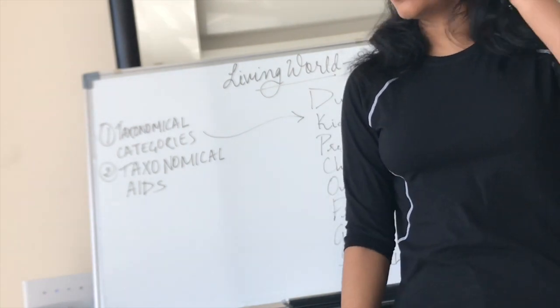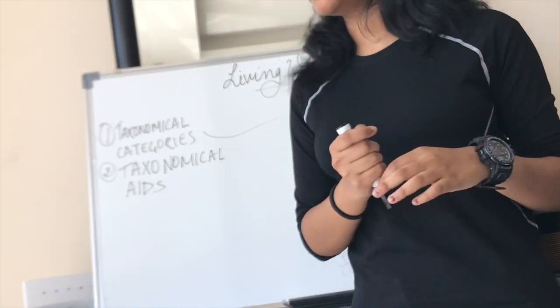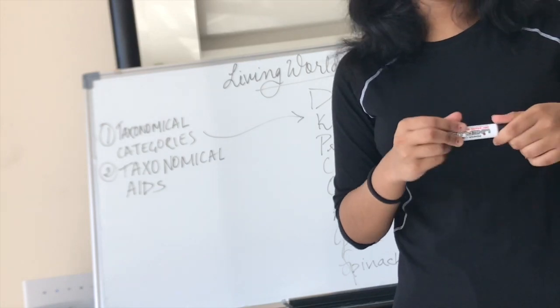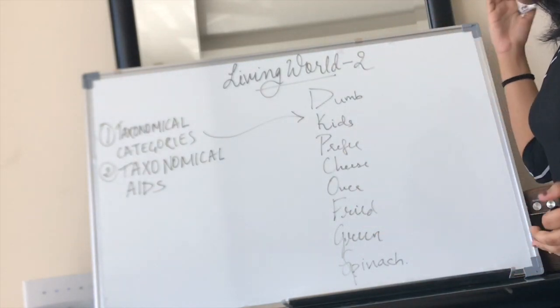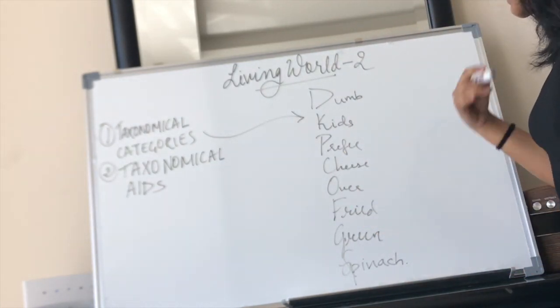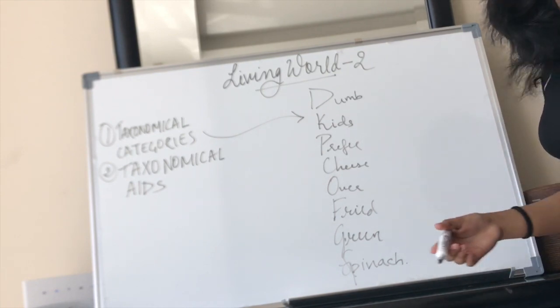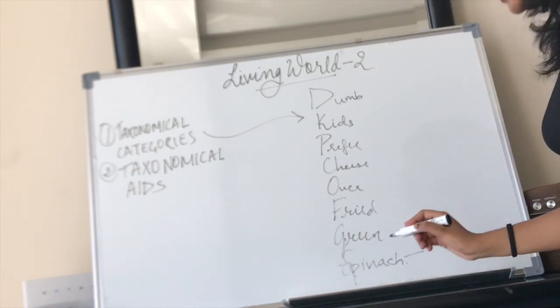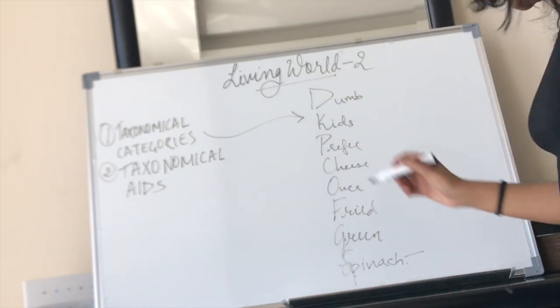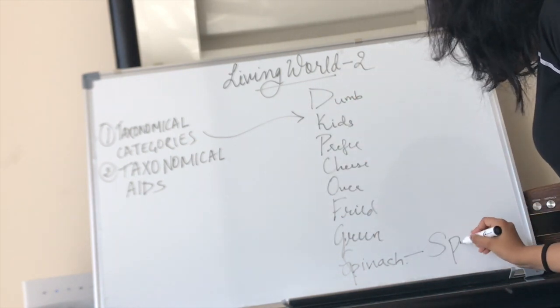For that, you'll have to remember the order, but I've learned from my teacher an easy way to remember it. That is, dumb kids prefer cheese over fried green spinach. Now we're going to start with spinach first. It's the lowest category and that is species.